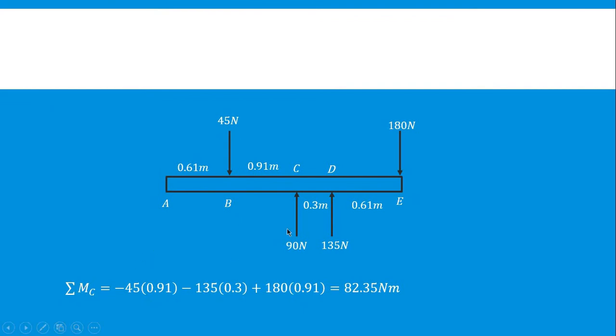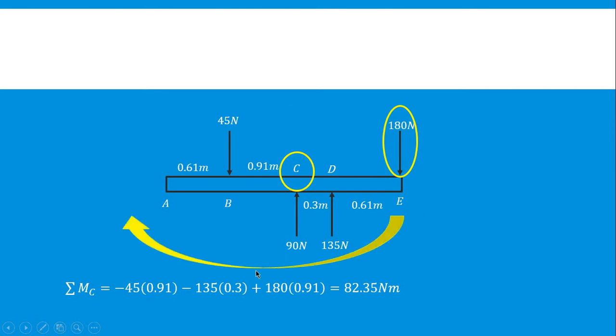In getting the summation of moments at C, 45 Newton is going counterclockwise. That will give us negative 45 multiplied with 0.91 meter. Next would be 135 Newton, also going counterclockwise. That will give us negative 135 multiplied with 0.3 meter. Next is 180 Newton going clockwise. That will give us positive 180 multiplied with the summation of 0.3 and 0.61 meter. So all in all, it will give us the summation of moments at C with a total of 82.35 Newton meter.